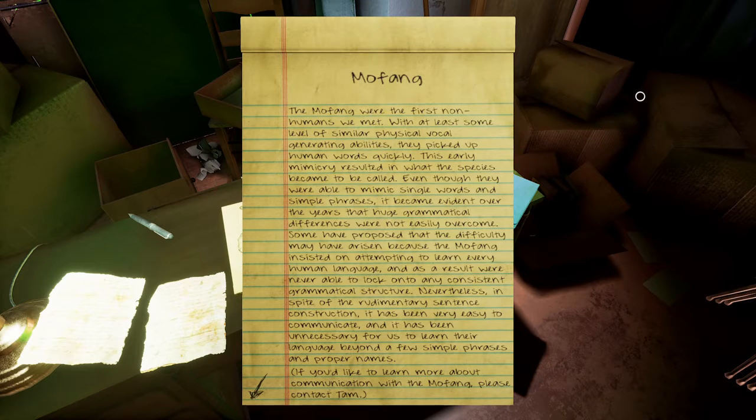Some have proposed that the difficulty may have arisen because the Mofang insisted on attempting to learn every human language, and as a result were never able to lock onto any consistent grammatical structure. Nevertheless, in spite of the rudimentary sentence construction, it has been very easy to communicate, and it has been unnecessary for us to learn their language, beyond a few simple phrases and proper names. If you'd like to learn more about communication with the Mofang, please contact Tom.